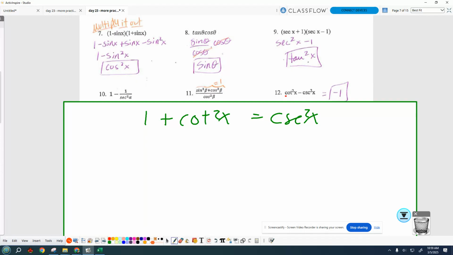Is the cotangent squared here positive or negative? Positive. Is the cotangent squared in this identity positive or negative? Positive. So it's where I want it to be. Do I want the 1 in it? No, so I'm gonna get rid of that. I'm gonna subtract 1. But I want the cosecant squared on the other side, so I'm gonna subtract that on both sides.